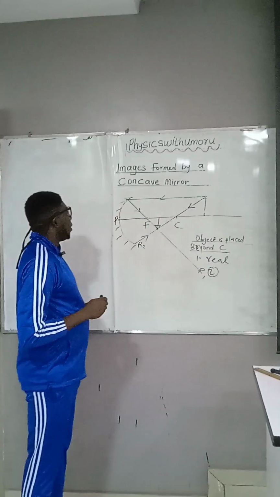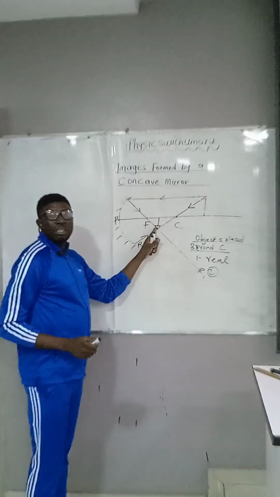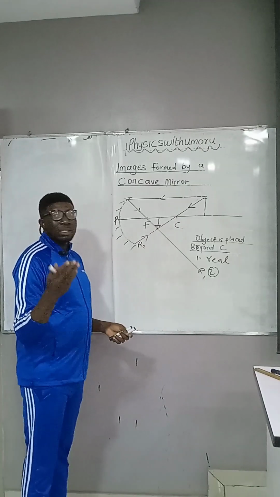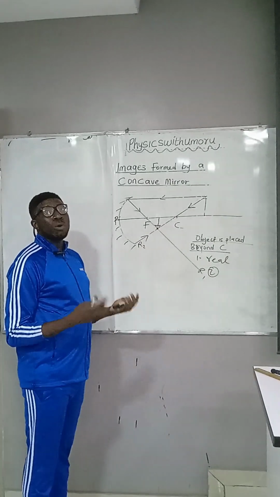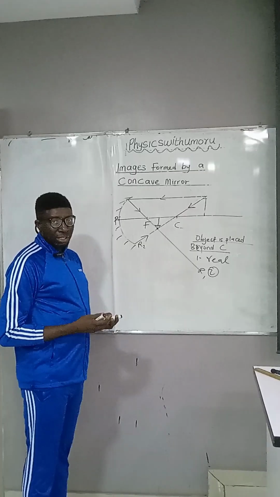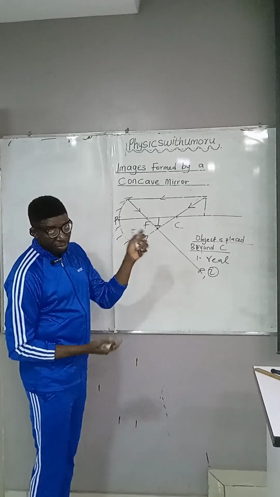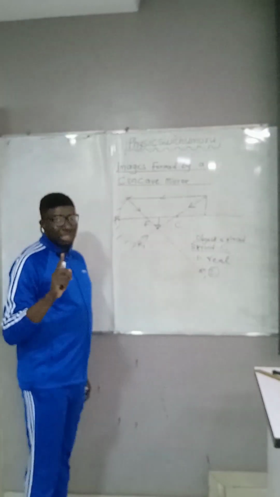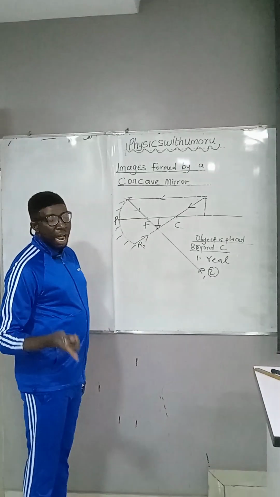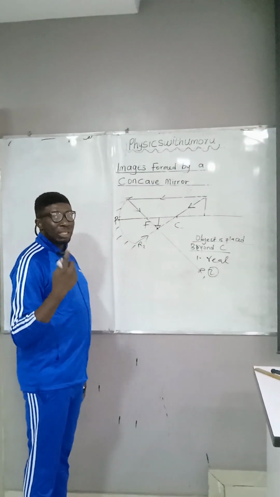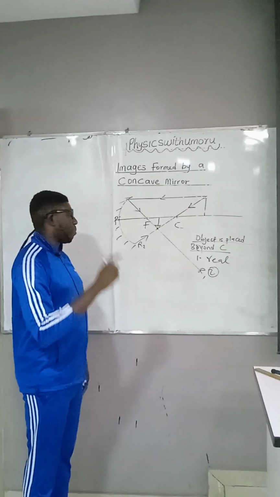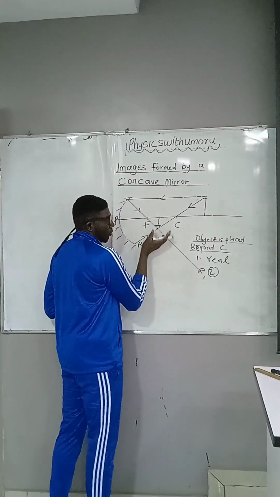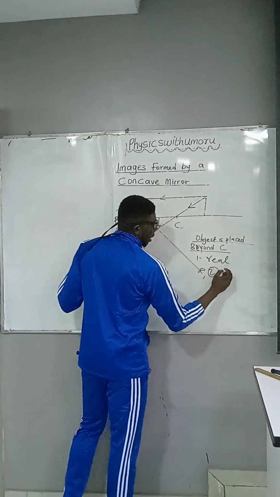Number two, the image, as you can see, the image is what? Inverted. So always remember this, that most real images are always inverted. Most, I said most. Most real images are always inverted, and most virtual images are always upright. So take note. So since it is real, as you can see also, it is formed under the line, so it is what? Inverted.